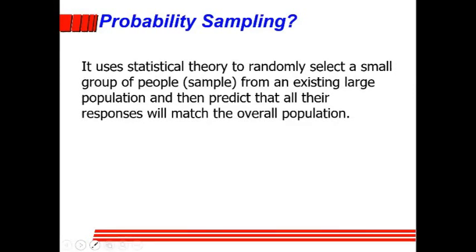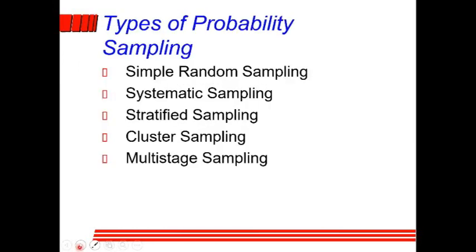Pero we have different types of sampling. First is, yung category natin is we have the simple random sampling. Next is we have the systematic sampling. We also have the stratified sampling. We also have yung cluster na sampling. And we also have the multi-stage sampling.